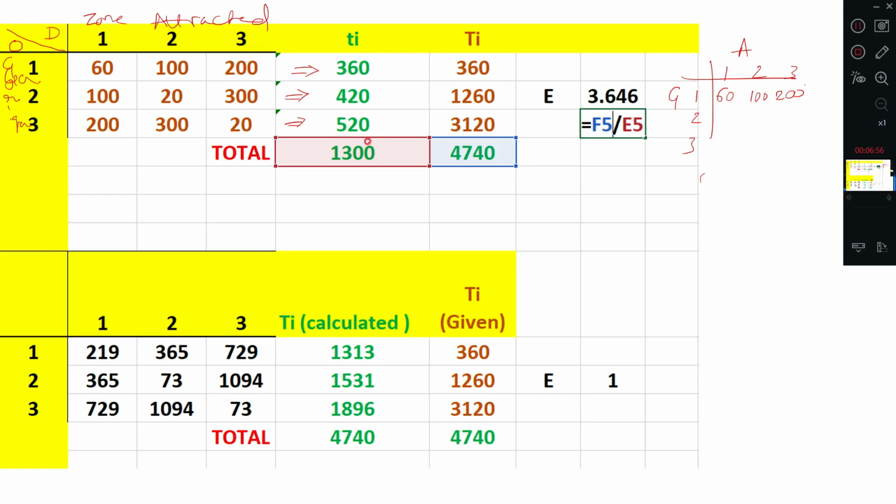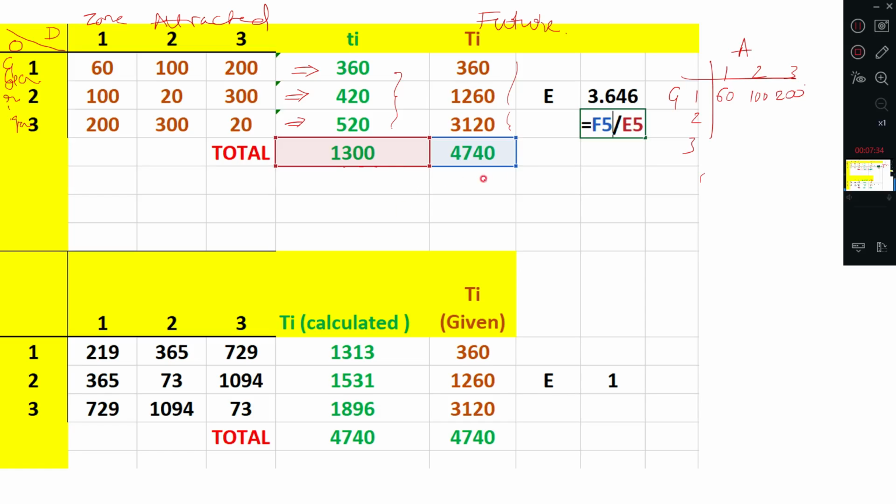Next is the sum of all the trips. The sum of all the trips is 1300. Next, capital T_ij is nothing but the future number of trips which they have given in the question. Future number of trips attracted towards zone 1 is 360, towards zone 2 is 1260, and towards zone 3 is 3120. Like this, they will be giving in the question. So that sum is 4740.